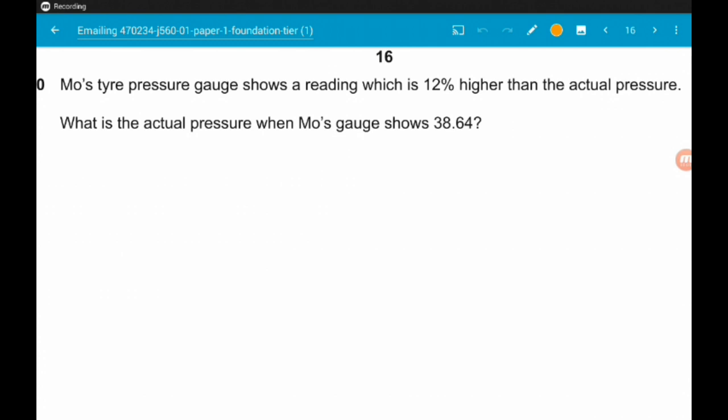Question 20. Mo's tyre pressure gauge shows a reading which is 12% higher than the actual pressure. We want to work out what the actual pressure is when the reading shows 38.64. So this is reverse percentages.